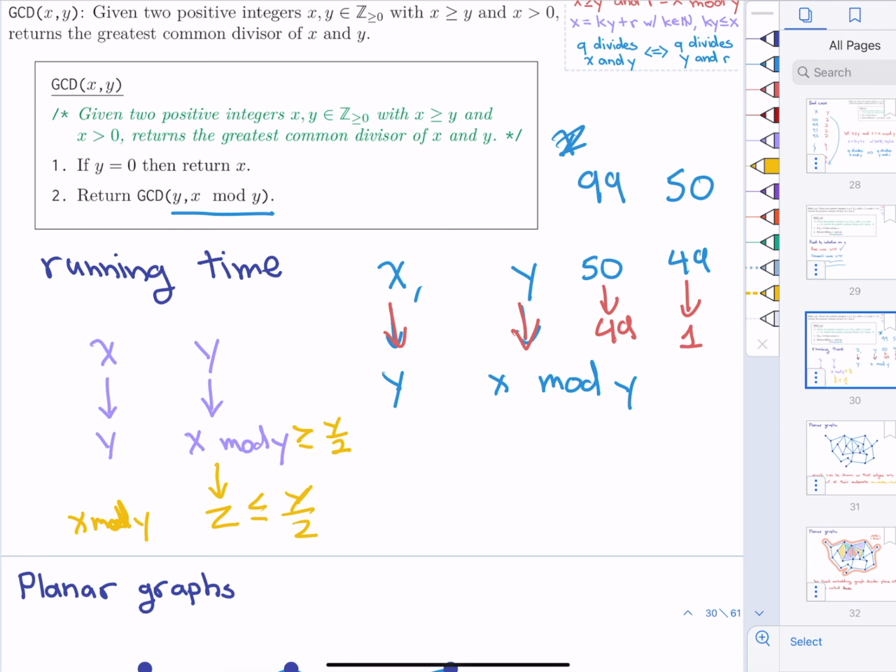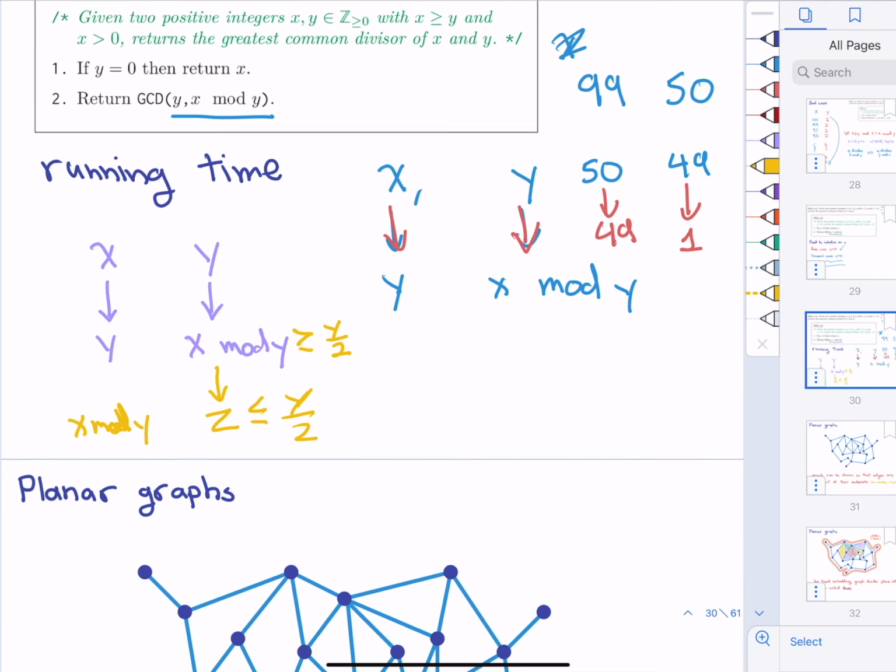That's assuming that the modulo operation takes constant time. If you actually wanted to worry about the bits, it should take like log X times log Y time. Roughly, you just do long division to get the remainder. Okay, and that'll give you a polynomial running time in the input size. All right, okay, so that distinction will come up again later.